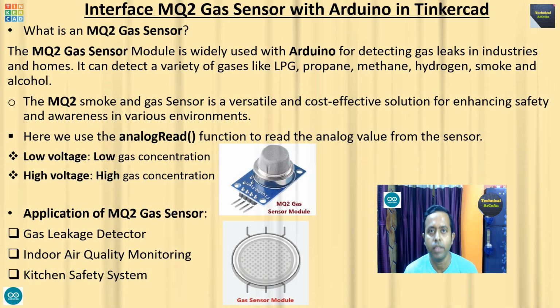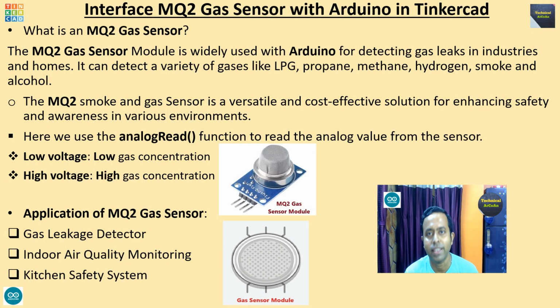So friends, today's topic is how to interface the MQ2 gas sensor with Arduino in the Tinkercad web application. At first we should know what the MQ2 gas sensor is. The MQ2 gas sensor module is widely used with Arduino UNO for detecting gas leaks in industries and homes. It can detect a variety of gases like LPG, propane, methane, hydrogen, smoke and alcohol. The MQ2 smoke and gas sensor is a versatile and cost-effective solution for enhancing safety and awareness in various environments.